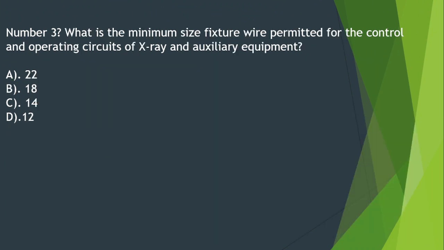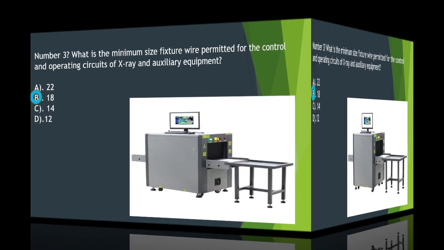Number 3. What is the minimum size fixture wire permitted for the control and operating circuit of X-ray and auxiliary equipment? A. 22, B. 18, C. 14, D. 12. The answer is B. 18.